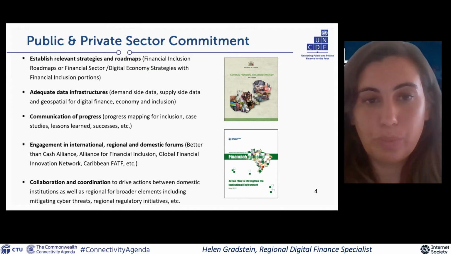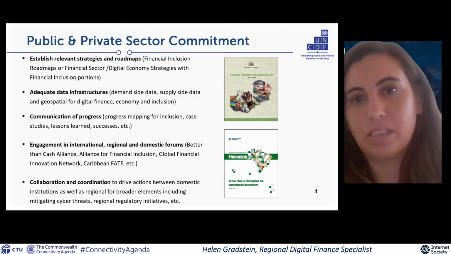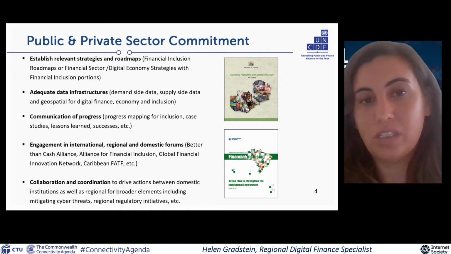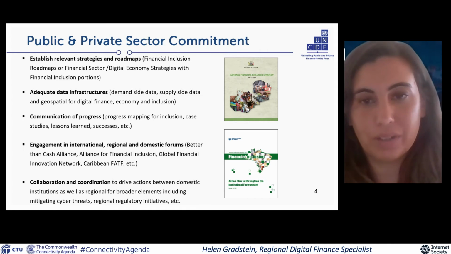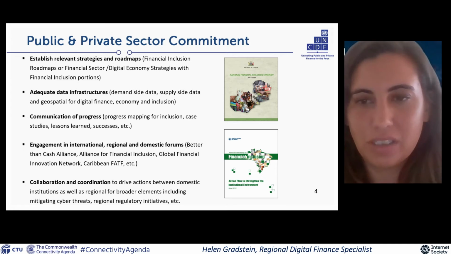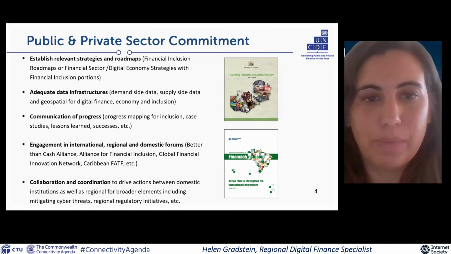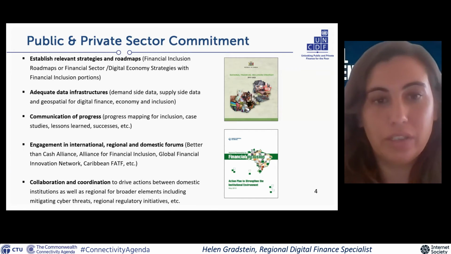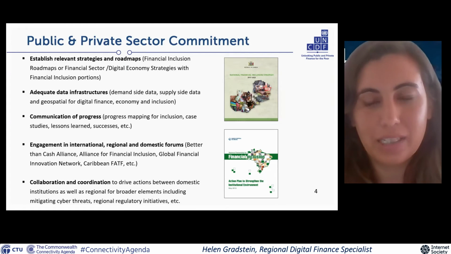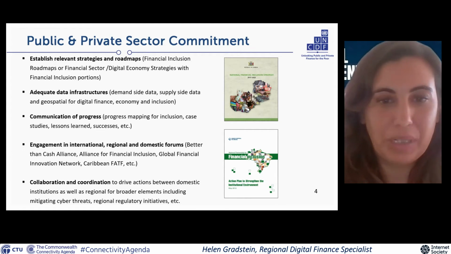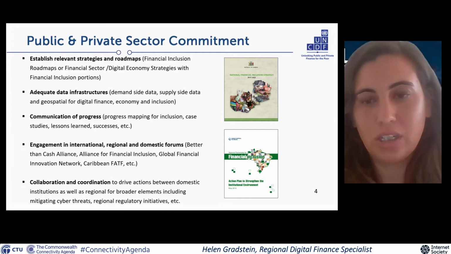It also includes putting in place those adequate data infrastructures, particularly the demand side data to understand the gaps from consumers and merchants, supply side data generally taken from ministries and in particular the central bank around account ownership, and then geospatial data to understand any types of gaps in accessibility. Then there's generally communication, engagement in international, regional, and domestic forums, for instance, the BTCA or AFI, many of which those in the room today are already aligned with. And then collaboration and coordination.